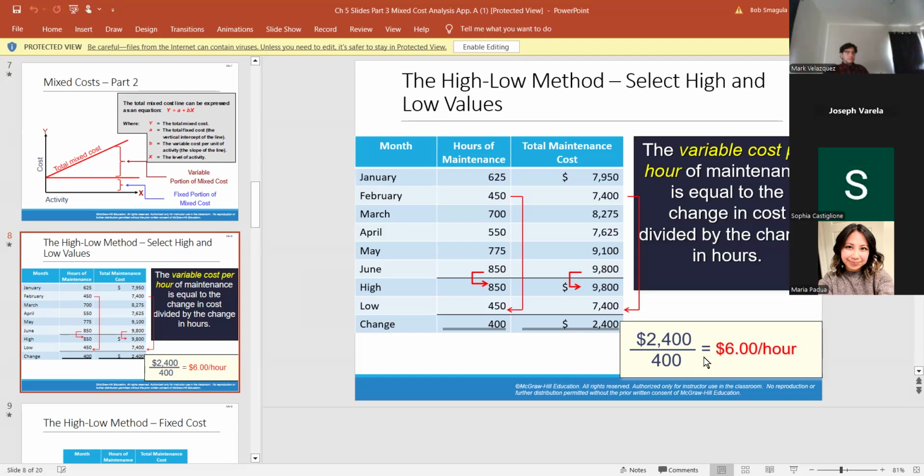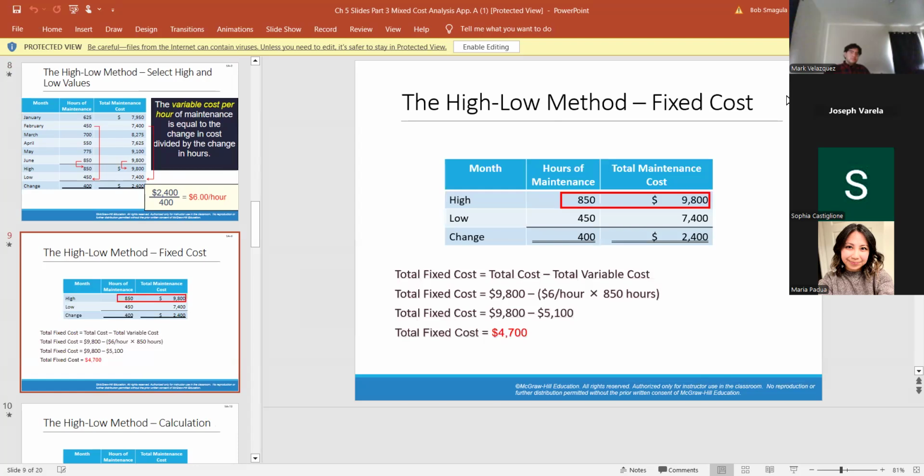That's how you can come up with the exact variable cost per unit. That's how much the total cost will change every time they work 1 hour. They get paid just $6 an hour, not a good job. But you get the idea? $6 per hour is the variable cost. That's much better than the scatter graph.